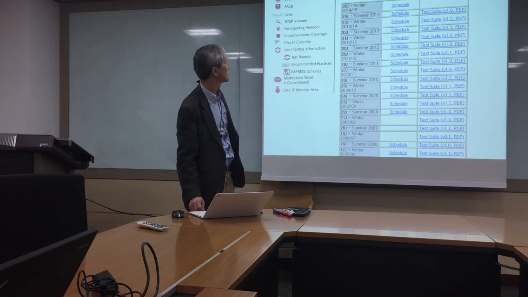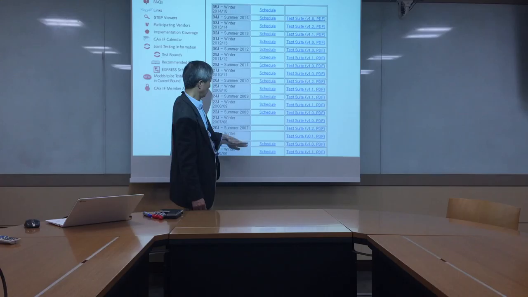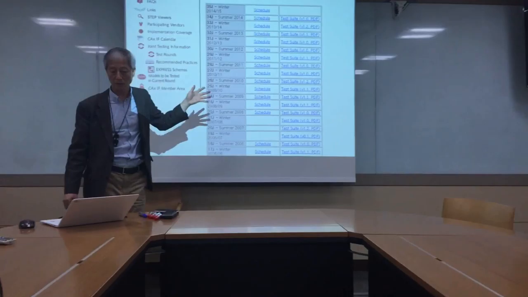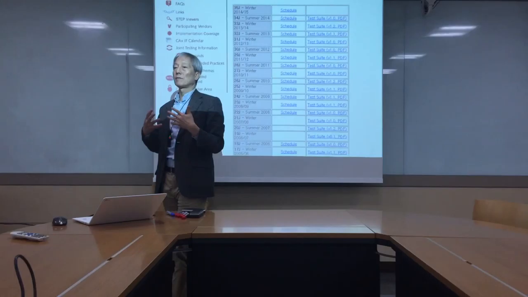And this is a summary, so you can see that 34 was the previous one, so it is 2 years ago. Okay. So you can see that for a long time, every year, they have a winter test rally and a summer test rally. And you can find all the test data here, and the schedule, and inside that, you can find the participating vendors, the companies, the software.